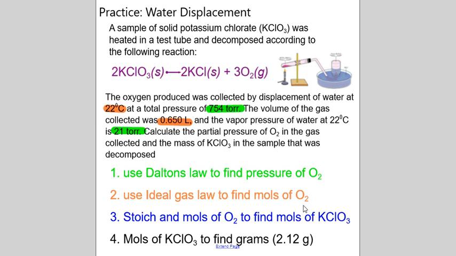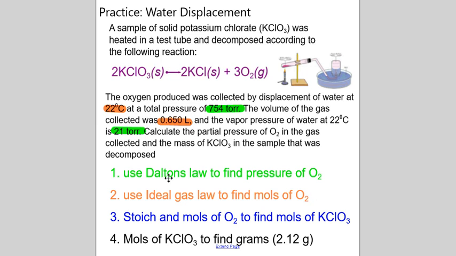Using the ideal gas law, we can use that to find moles of oxygen. So that's 733 torr. Convert that to atm because it's ideal gas law. Plug that in for pressure. You know volume because it's right here. You know temperature. You'll have to convert this to Kelvin. Plug and chug and find moles of oxygen.